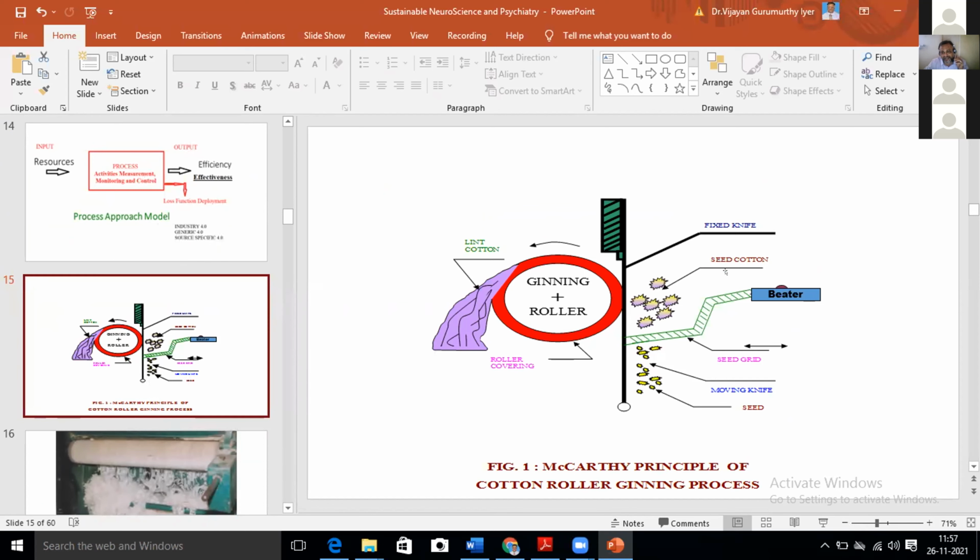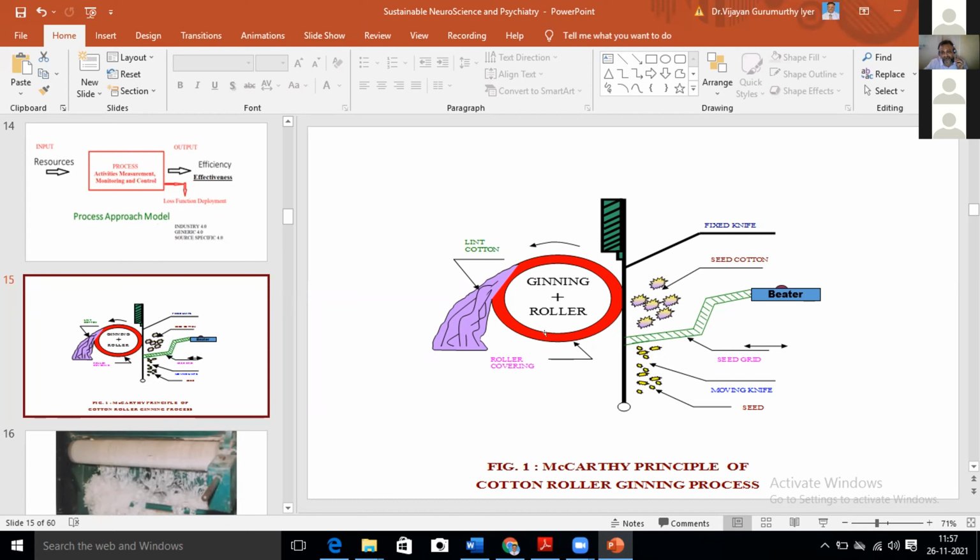This beater is oscillating, and the roller is rotating at 100 RPM, and the beater is oscillating at 1400 oscillations, just like our heart beating. In the same manner, the beater is oscillating. Our heart beating is nearly 100 to 150 beats per minute, and here also the beating takes place.